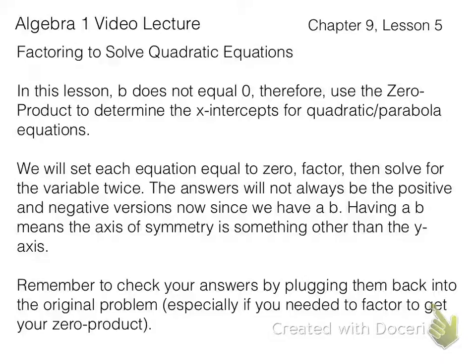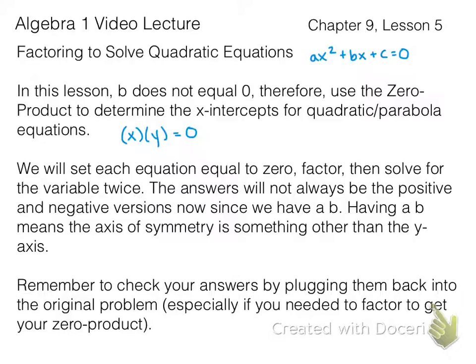All right. Now in the last lesson, b in ax squared plus bx plus c was 0. This time, not 0. But we can use the zero product property to determine the x-intercepts for quadratic parabola equations.